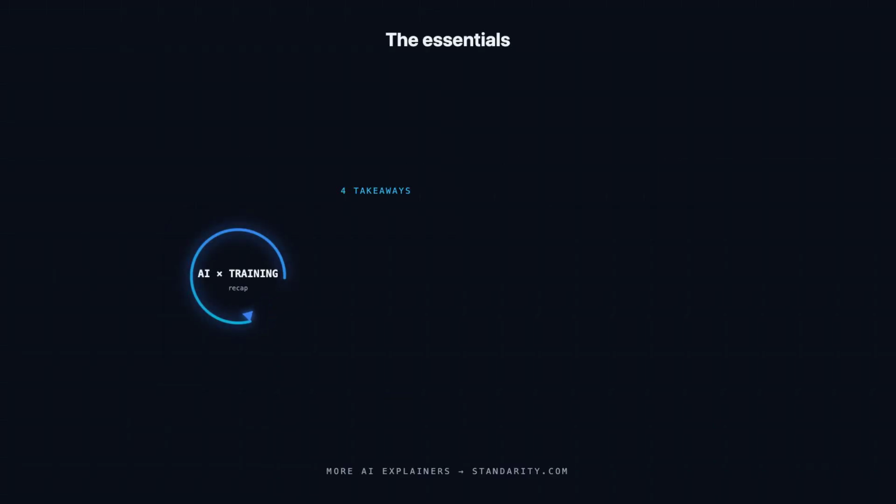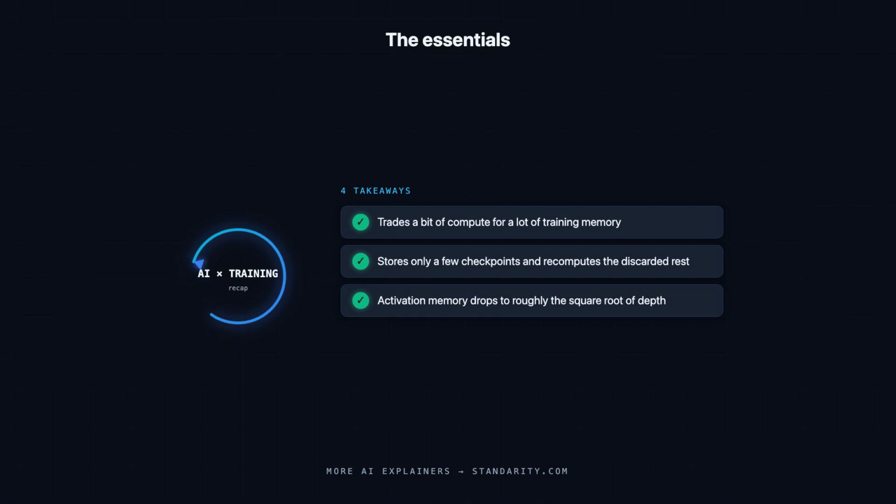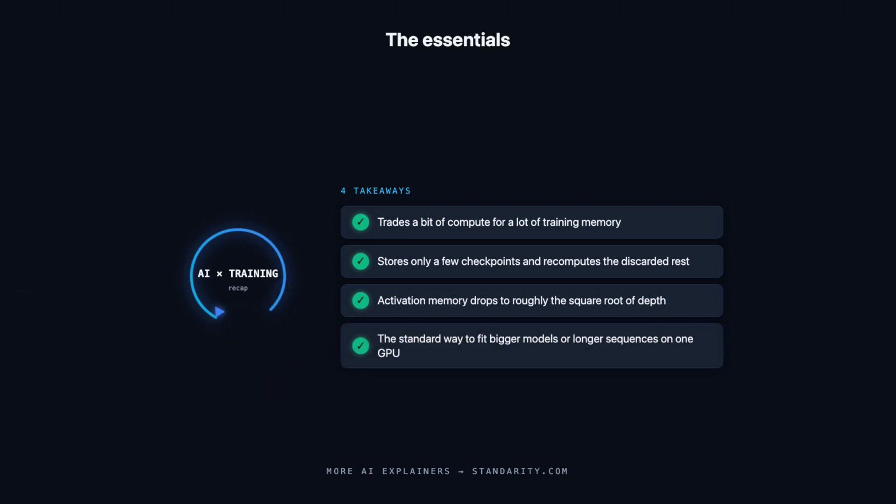All right, let's lock in the essentials. Gradient checkpointing trades a bit of compute for a lot of memory during training. It stores only a few checkpoint activations and recomputes the discarded ones during the backward pass. Activation memory drops from growing linearly with depth to roughly the square root of it, costing about 1 extra forward pass. That is the standard way to fit bigger models or longer sequences onto the same GPU.